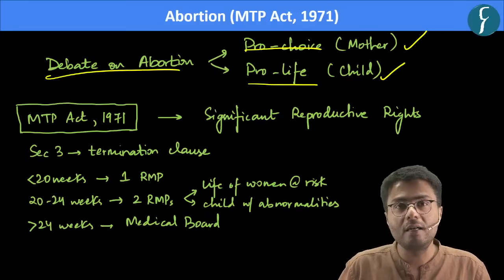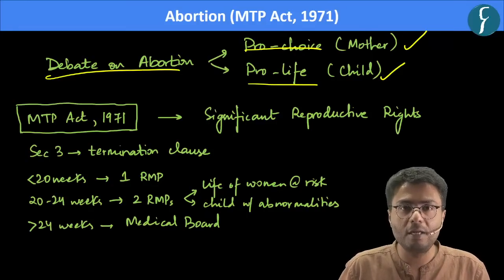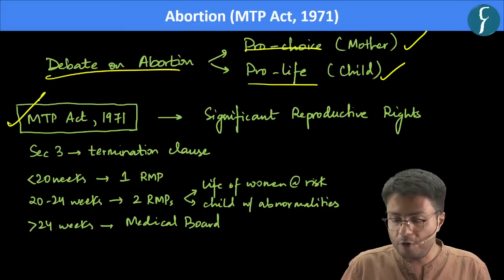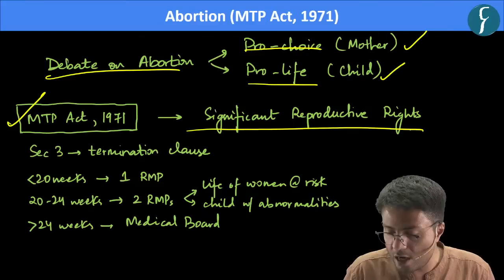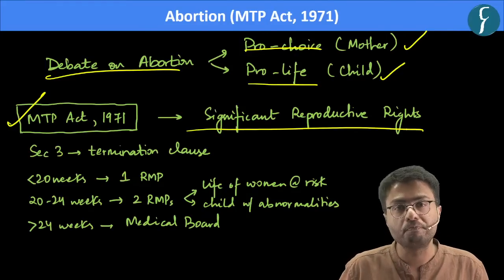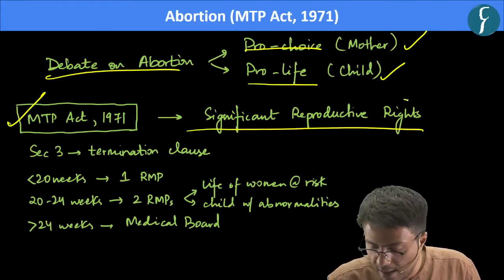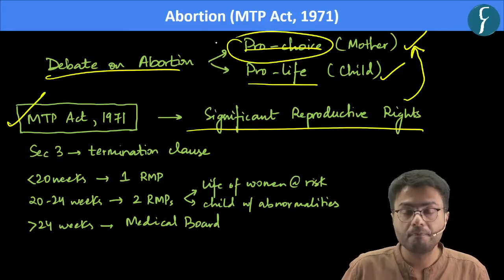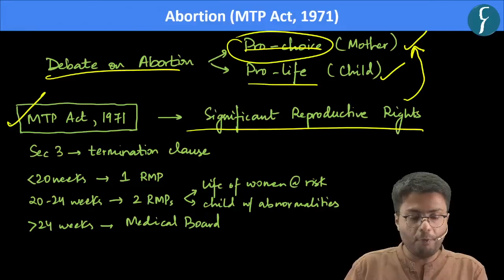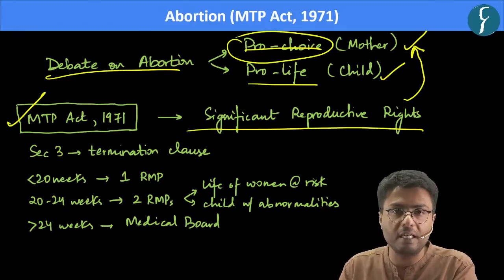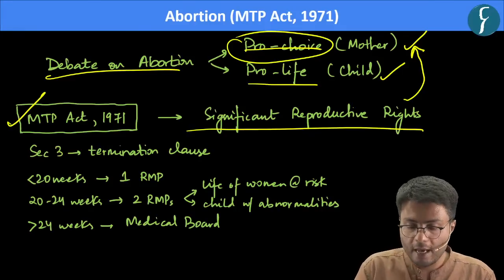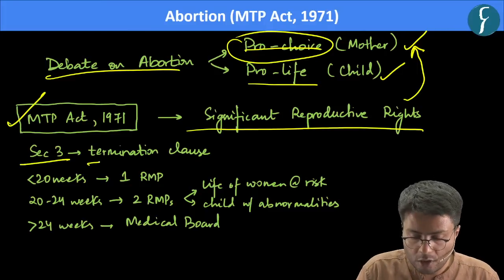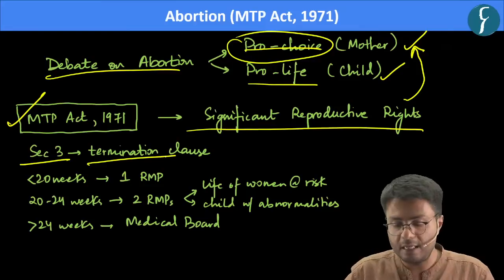Now, in this regard, let us discuss the Medical Termination of Pregnancies Act of the year 1971, which provides significant reproductive rights to Indian women. Hence, we can say that this act subscribed to a pro-choice argument. Now, this act provides for medical termination of pregnancies in India, and Section 3 of this act deals with the termination clause in case of pregnancy.